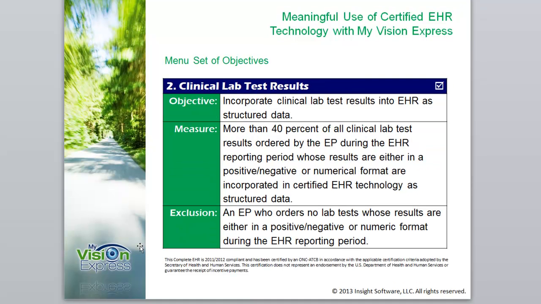Number 2 is clinical lab test results. So the objective is to incorporate clinical lab test results into EHR as structured data. There is a measurement of more than 40% of all clinical lab test results ordered by the EP during the EHR reporting period, whose results are either in a positive, negative, or numerical format, are incorporated in certified EHR technology as structured data. The exclusion is for an EP who orders no lab tests whose results are either in a positive, negative, or numeric format during the EHR reporting period. So this exclusion will actually apply to everyone. This is another one that I would go ahead and attest to, because you can take the exclusion and that'll count as your second measurement.